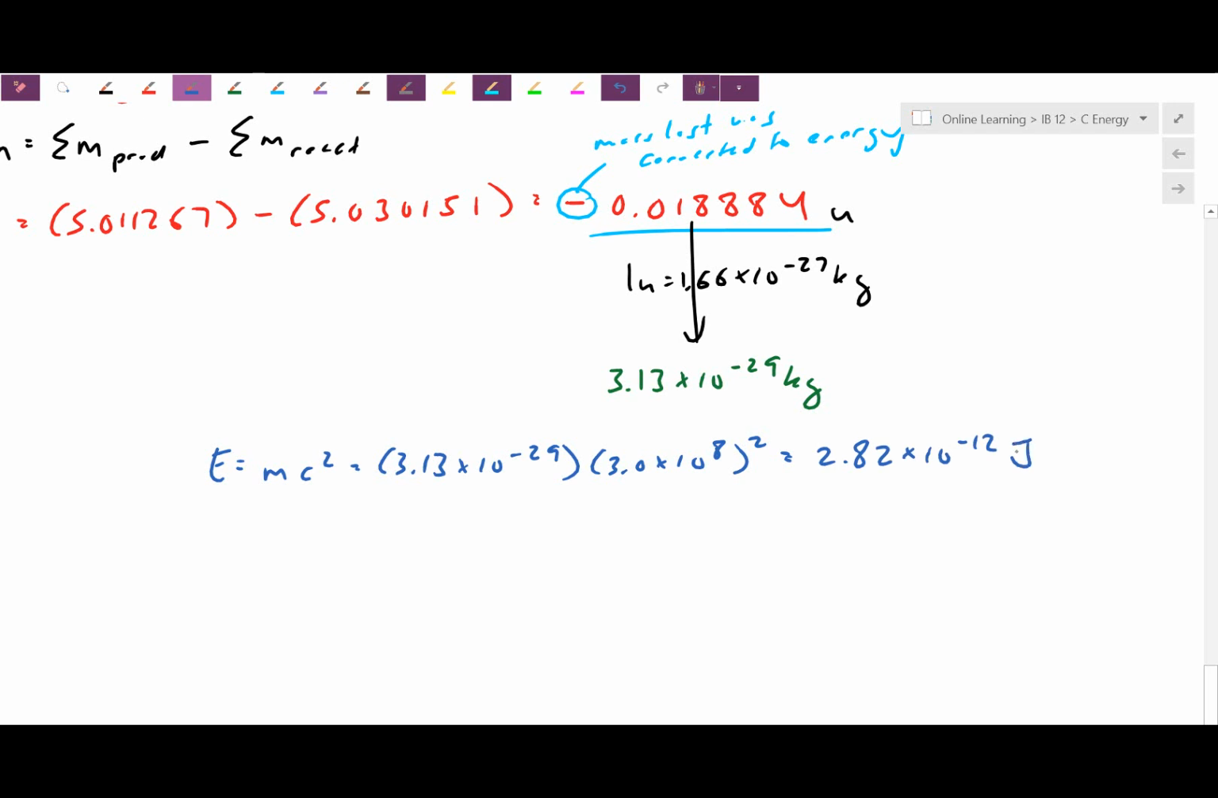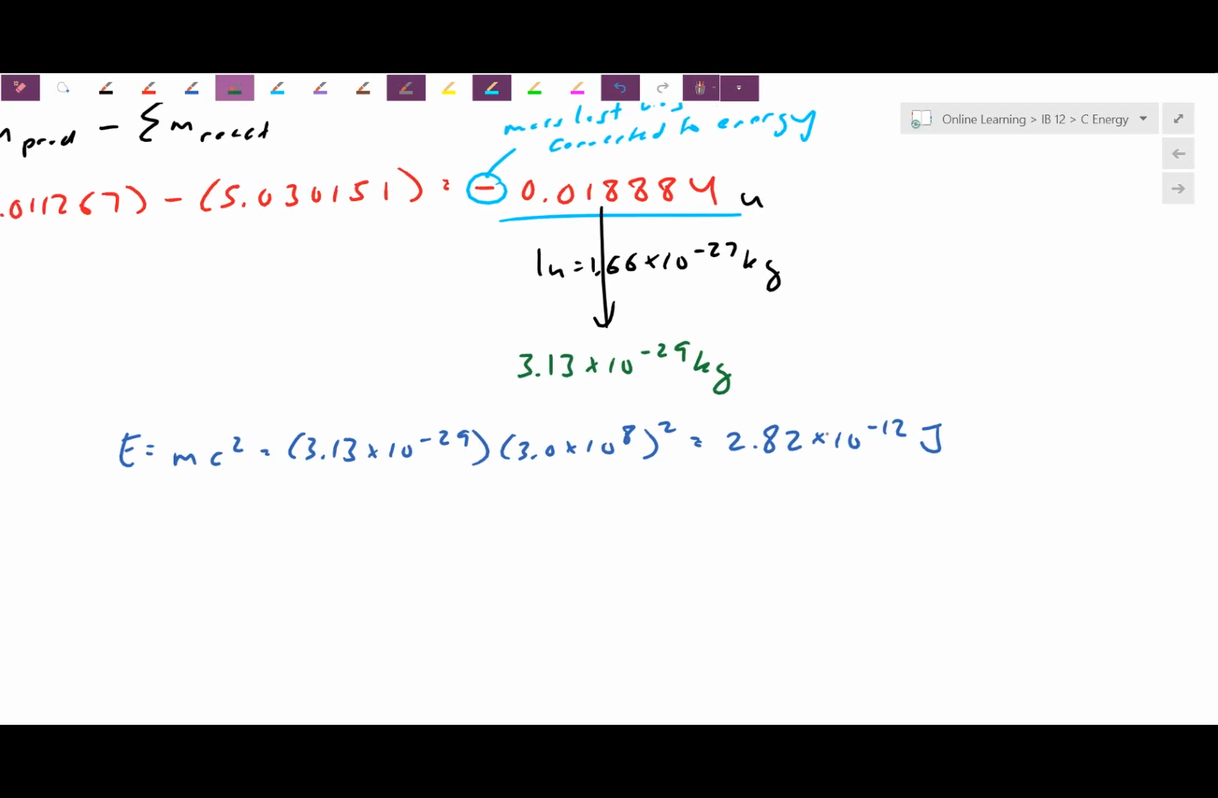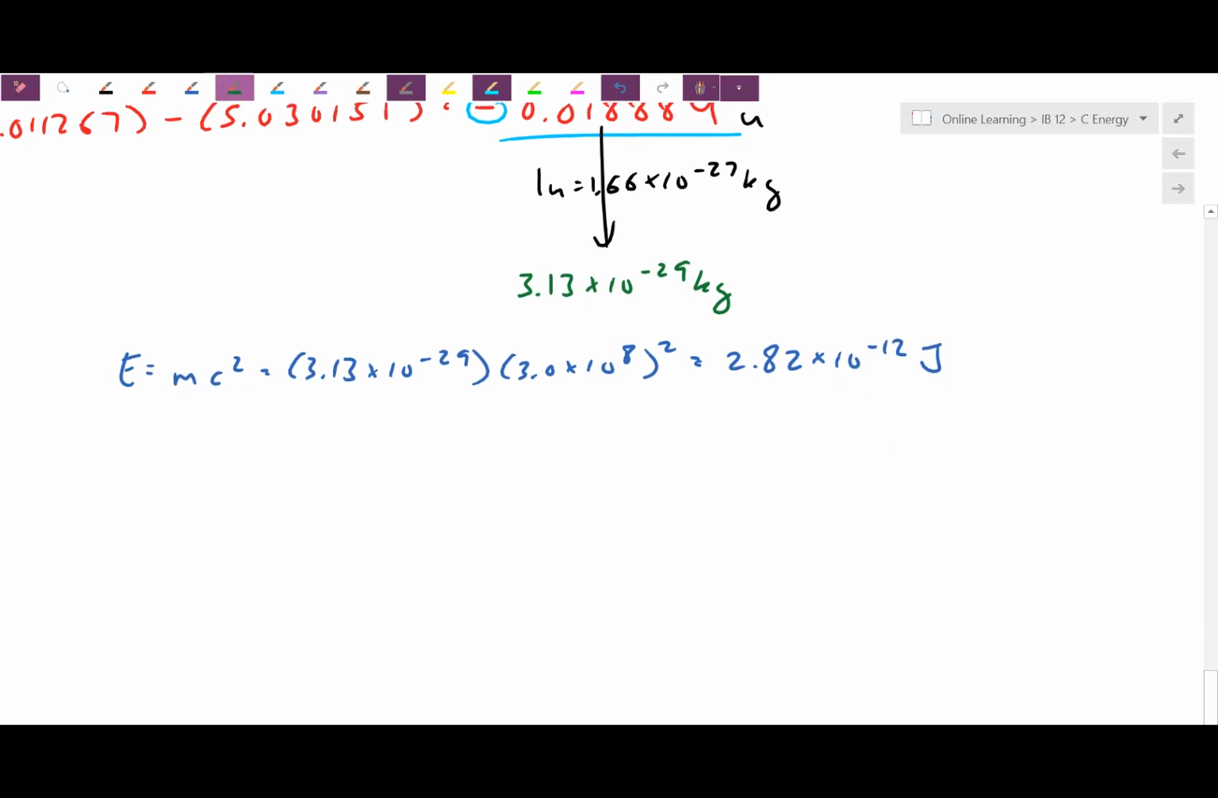I do want to convert this to kilojoules. So in this case, divided by 1,000, it would be 10 to the negative 9. Is that correct? No, sorry, 10 to the negative 15. Actually, let's just leave it in joules for now. Okay, so we have that in joules here. That's the energy per reaction. Remember, we want it per mole.